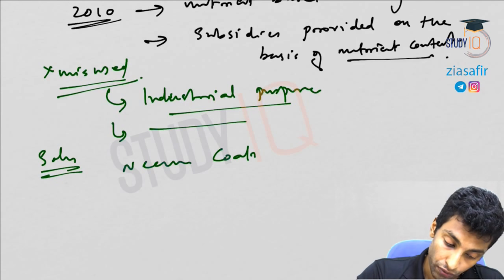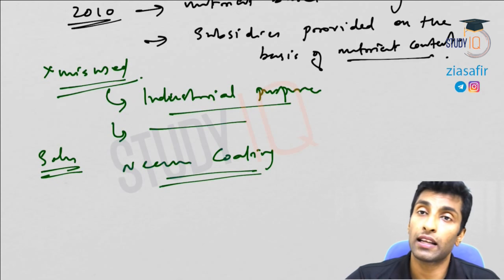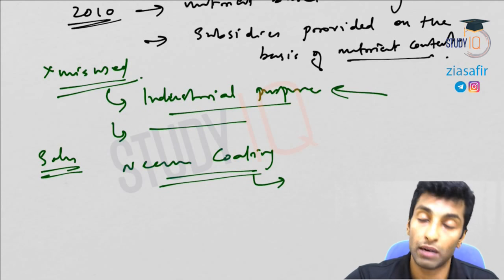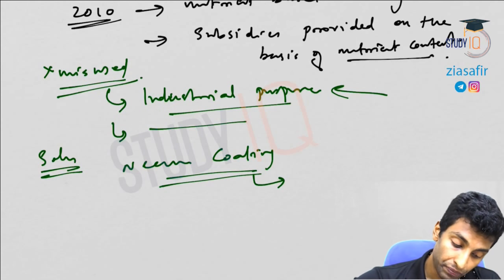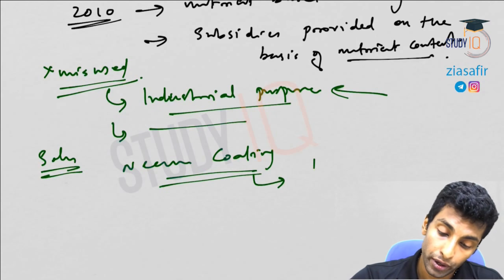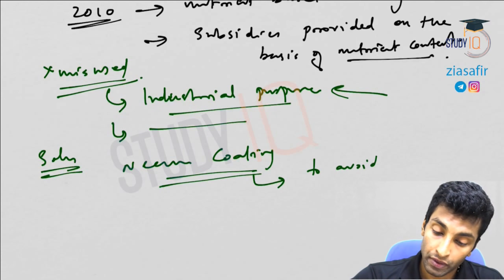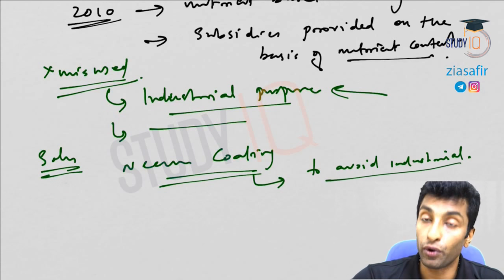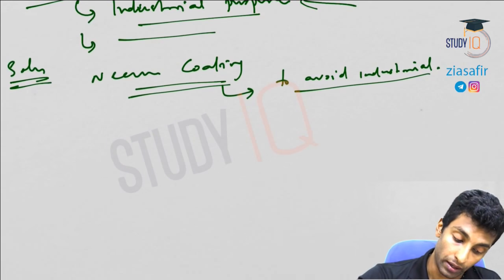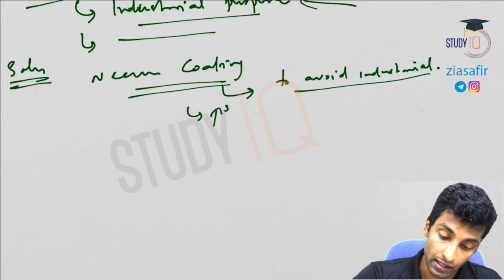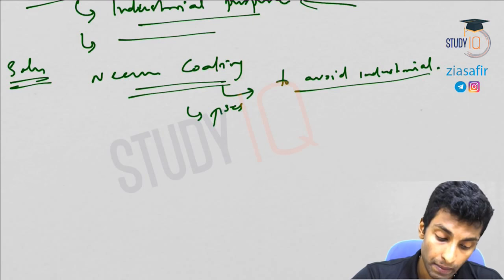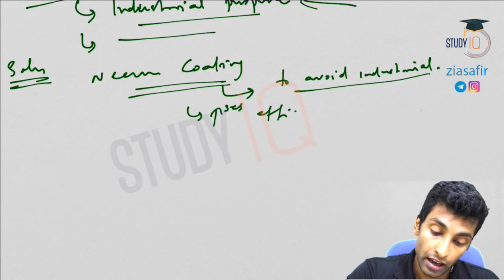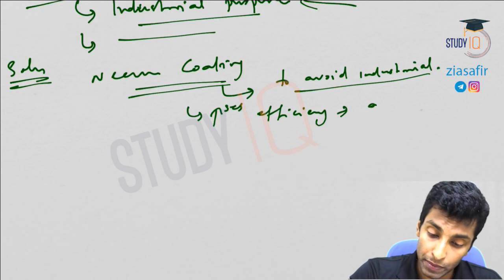Neem coating of urea. So the most important advantage will be that this diversion for industrial purpose can be solved. Okay, so it is basically to avoid industrial use, because it is not desirable for industries if it is neem coated. It also enhances efficiency. How is it enhancing efficiency? It acts as a pesticide also. Okay, increases efficiency, it acts as pesticides.